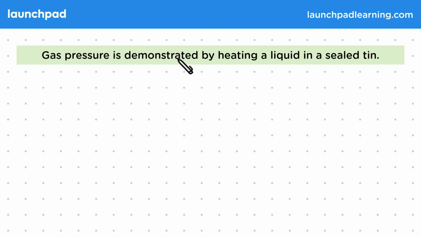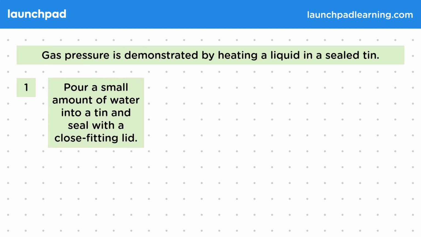Gas pressure is demonstrated by heating a liquid in a sealed tin. Remember that pressure from a gas is caused by collisions between particles and the walls of the container. Now, this experiment can be dangerous and should not be done at home, but what we would do for the first step is pour a small amount of water into a tin and seal it with a close-fitting lid.